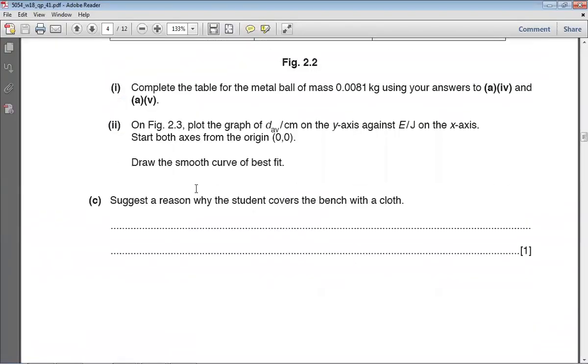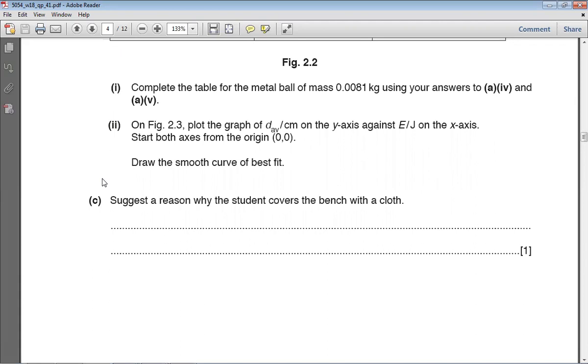Okay, we are done with the table. The second part is on figure 2.3: plot the graph of d average in centimeters on the y-axis against E in joules on the x-axis.